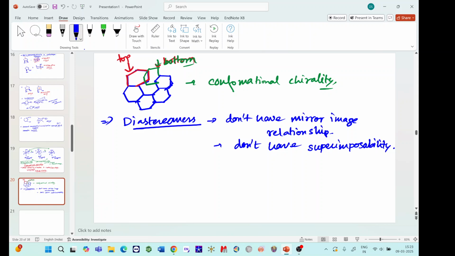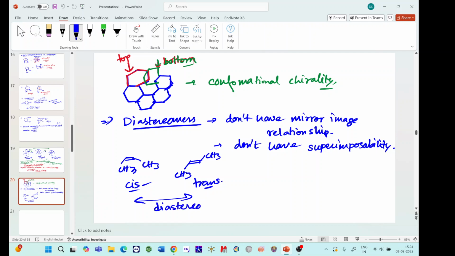ability, right? So sometimes this double bond, say CH3, CH3 and this one CH3 CH3. So we call it cis and trans, from the relative geometry of the double bond substituents. These can also be called diastereomers because they don't have any optical relativity.